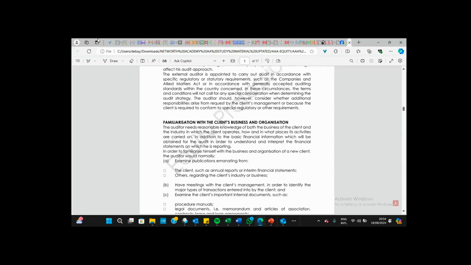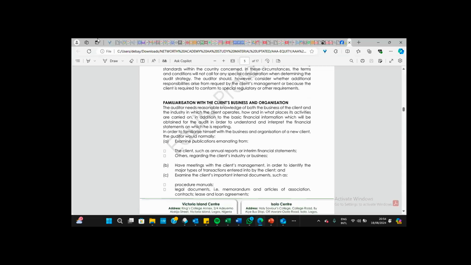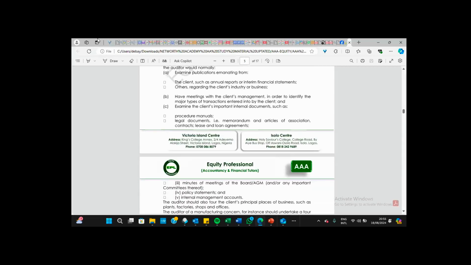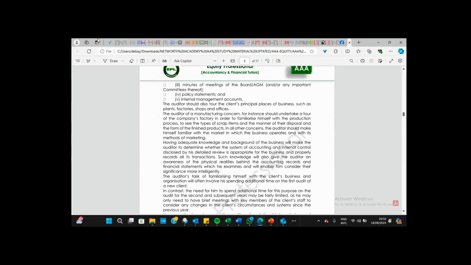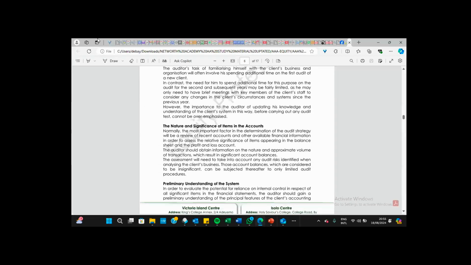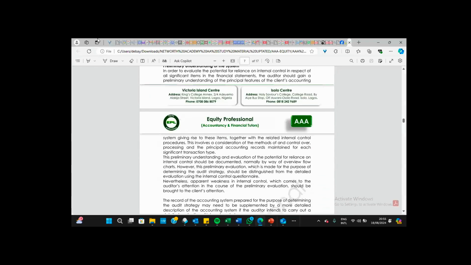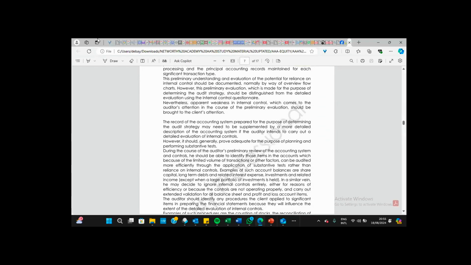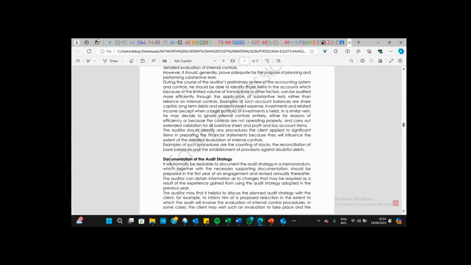But this one, the familiarization with the client business, is similar to what we discussed above. So you don't need to bother yourself with it. It's the same thing, right? Now let's go on. All of these are still what I've explained earlier, so you don't need to bother yourself. Okay, so let's just go on.